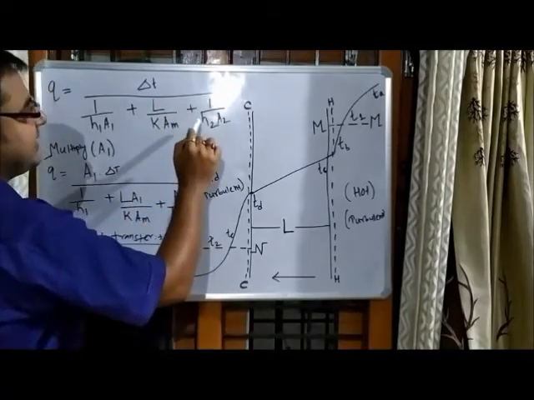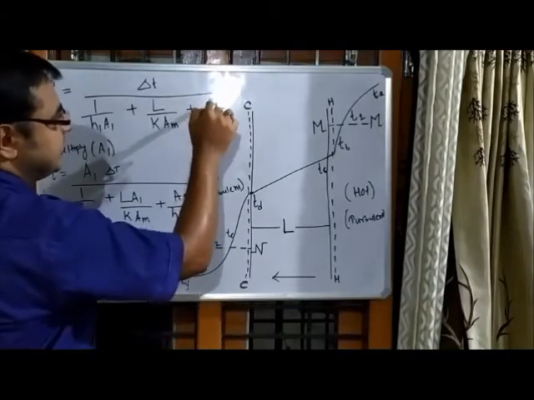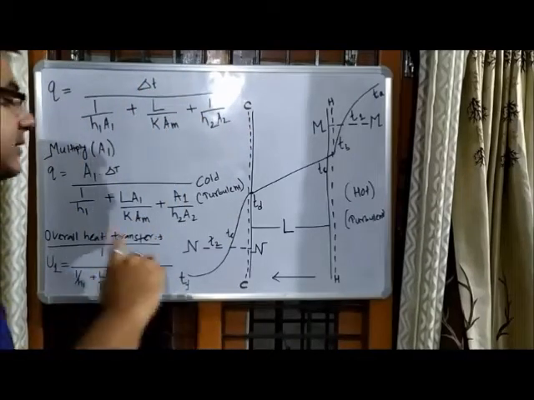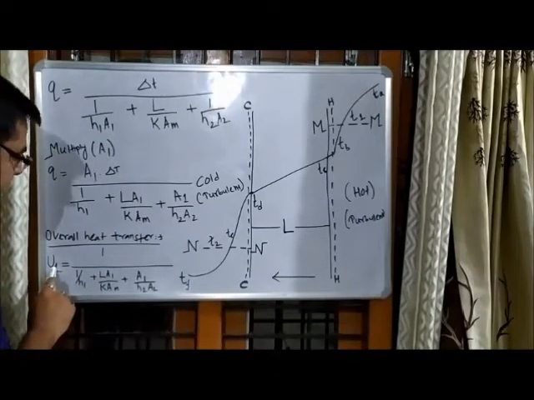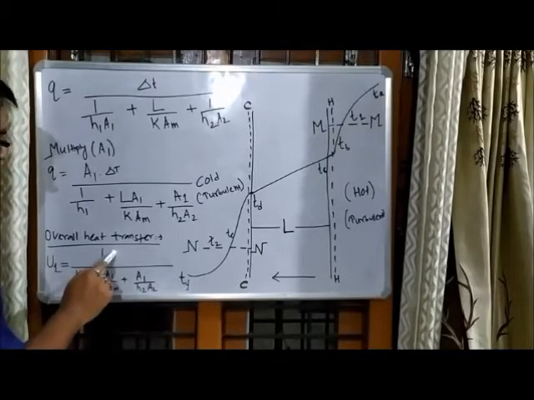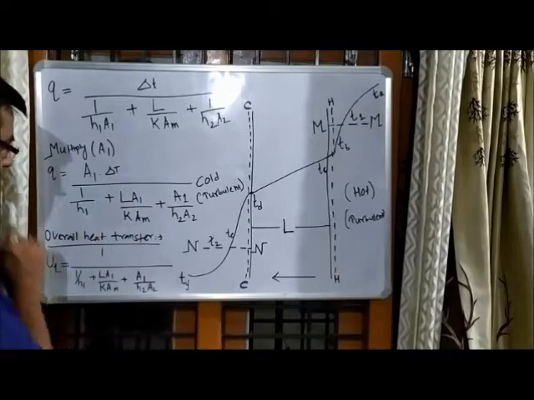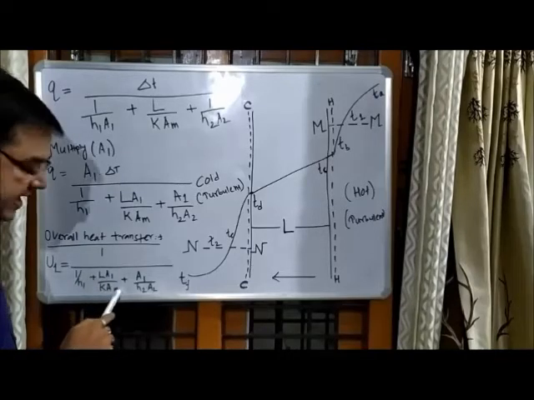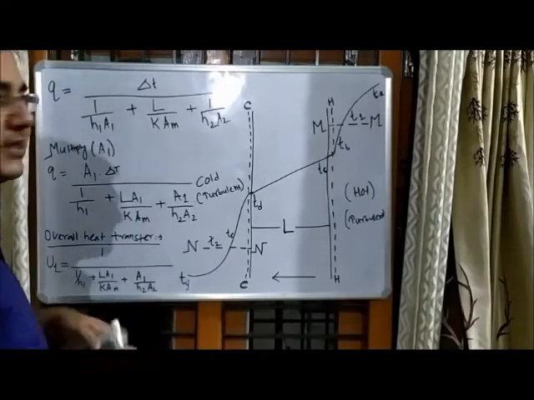Plus 1 by, here, numerator A1 divided by H2 into A2. So here I have already written. Now the overall heat transfer can be written as U1 is equal to 1 divided by this whole denominator part: 1 by H1 plus LA1 divided by KAM plus A1 divided by H2 A2. Right? So this is the derivation.